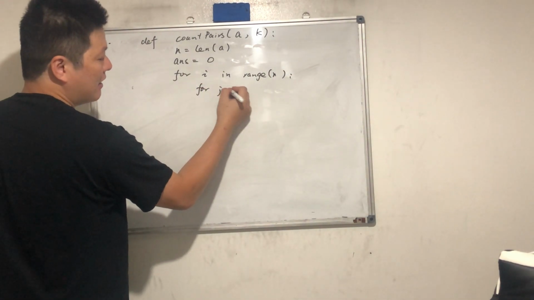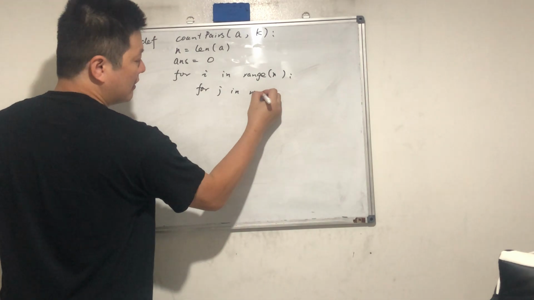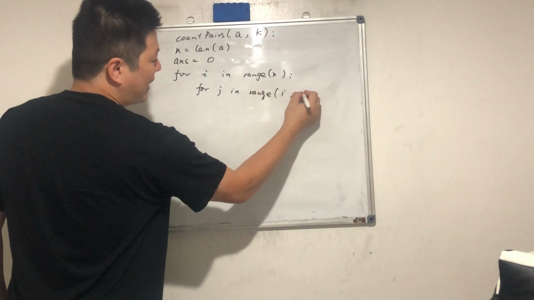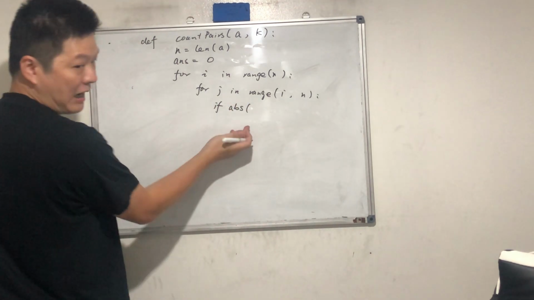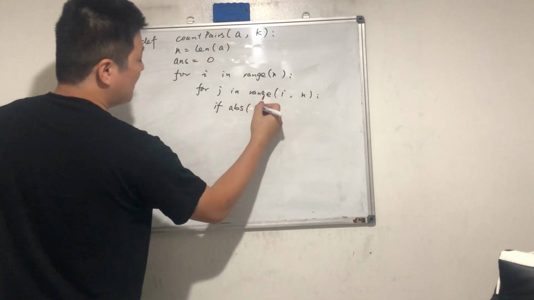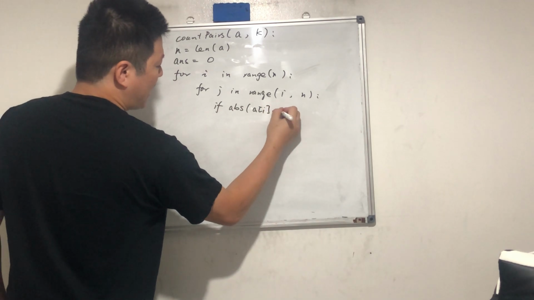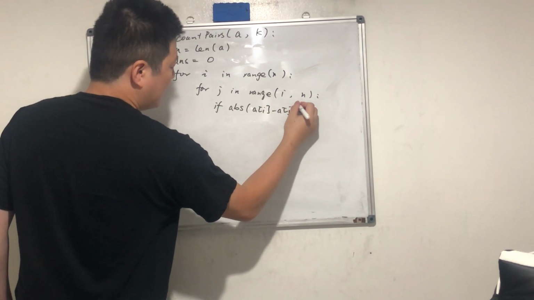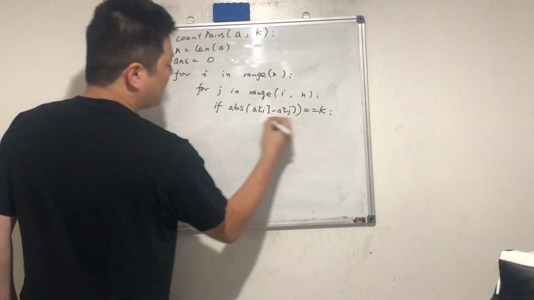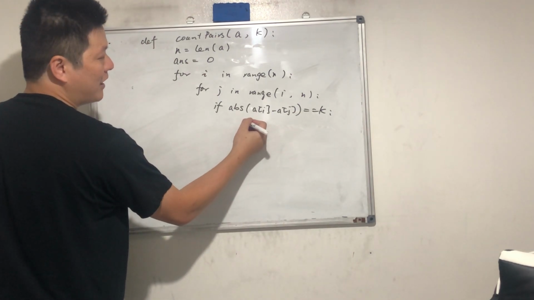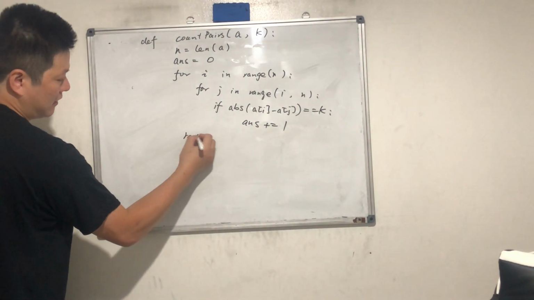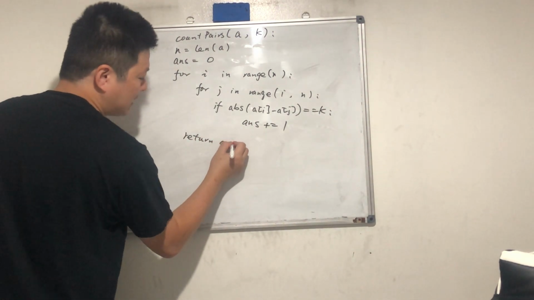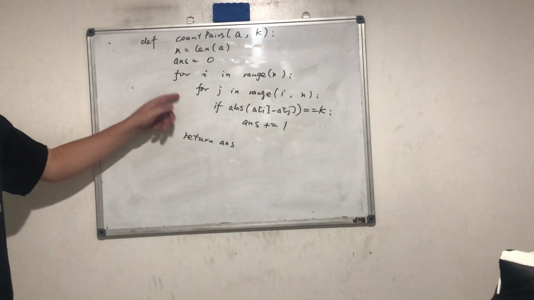And then we start the inner loop, for j in range i to N. And then look, if ABS, the absolute function, the distance, of A i minus A j equals K, then what do we do? We just do answer plus equal to 1. Well done. And then we return the answer. You see, this is very easy. Simple, two for loops.